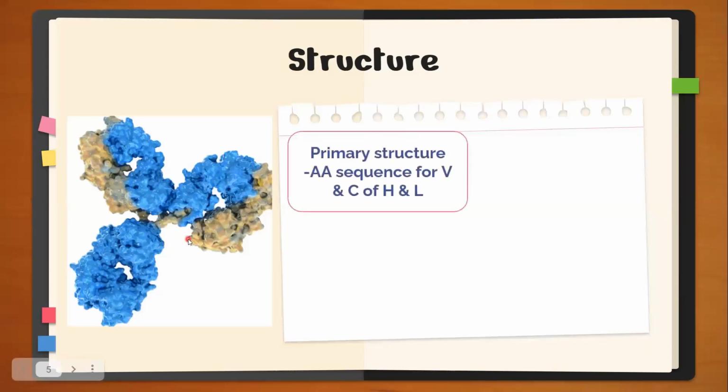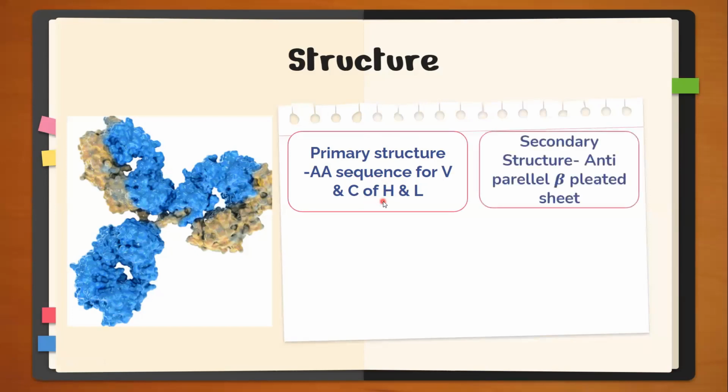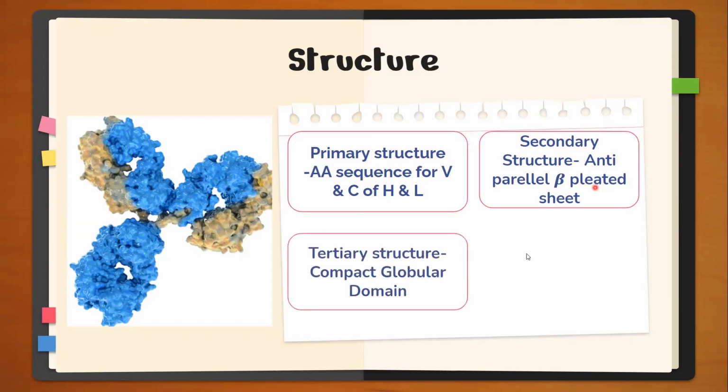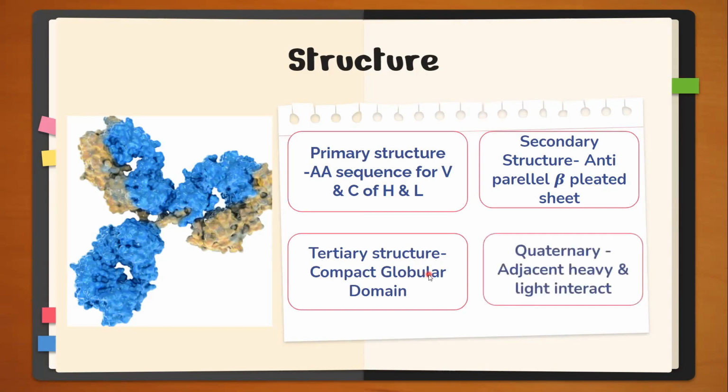Now, the primary structure of the antibody is composed of straight chain amino acids, that is for the variable and the constant regions of the heavy and light chain. The secondary structure basically consists of anti-parallel beta pleated sheets. The tertiary structure consists of compact globular domains, and finally, the quaternary structure of the antibody is when the adjacent heavy and light chains interact to form the different domains.